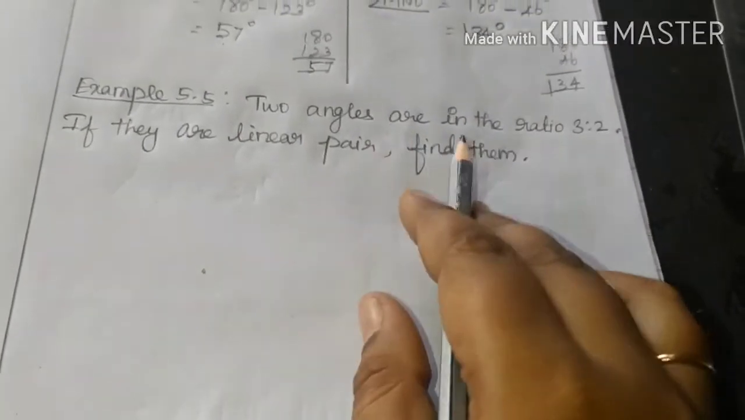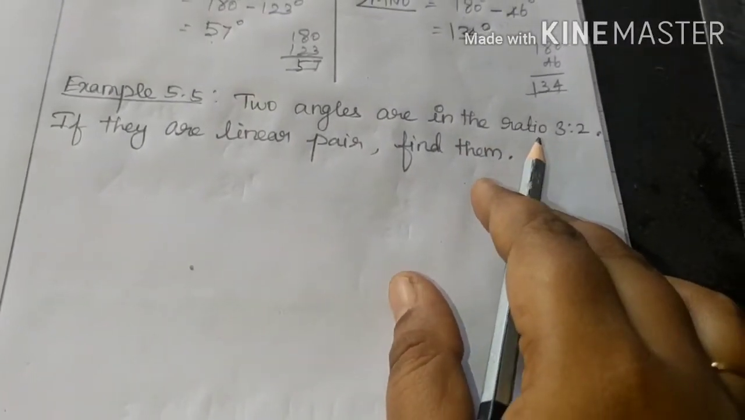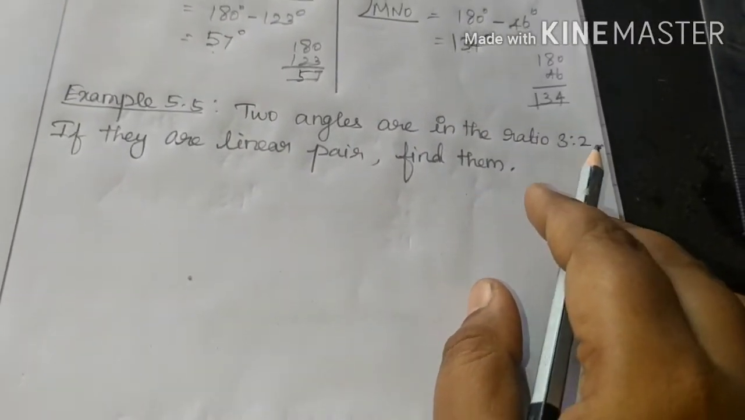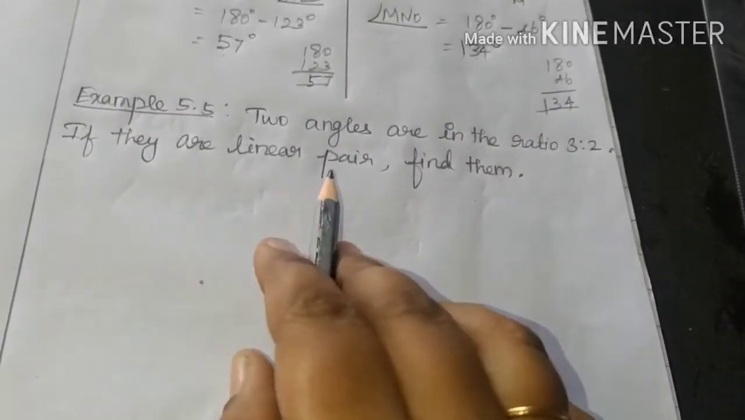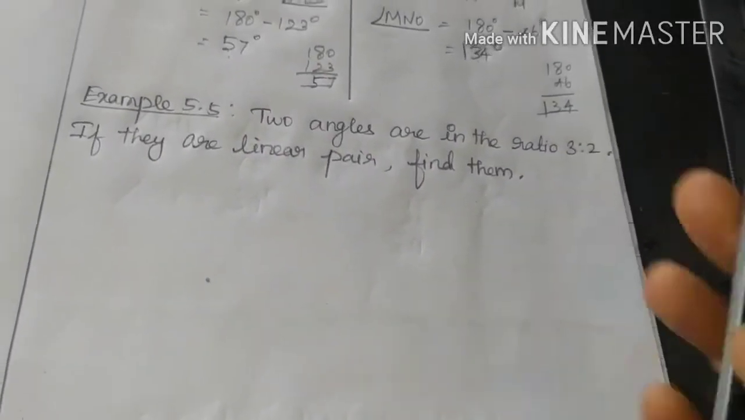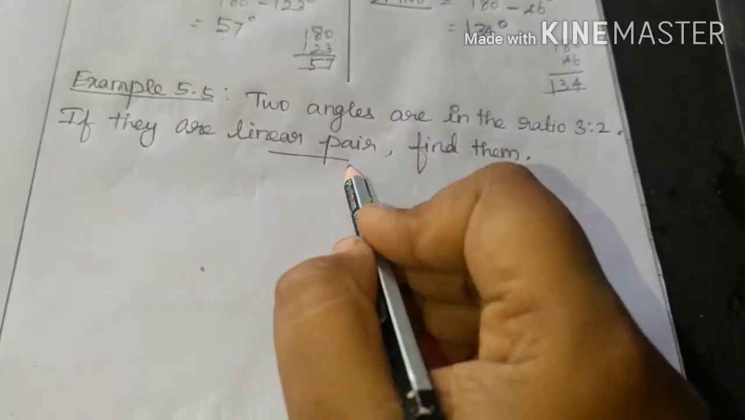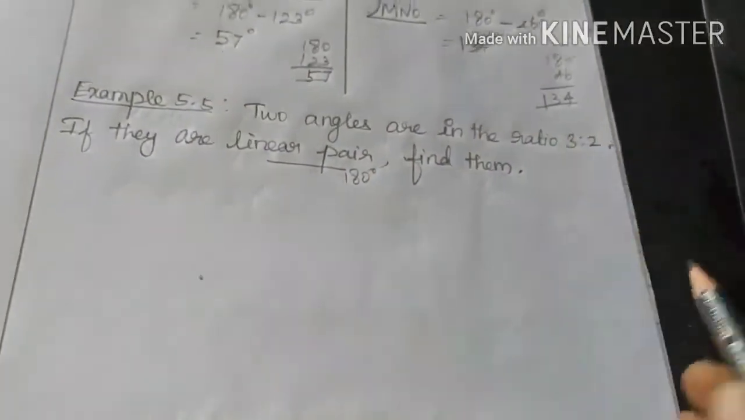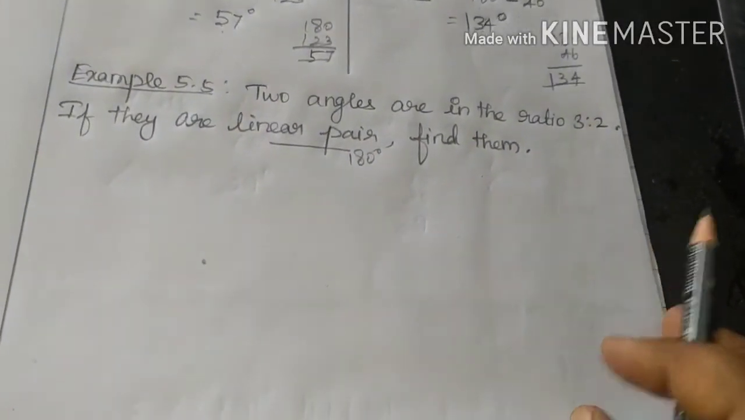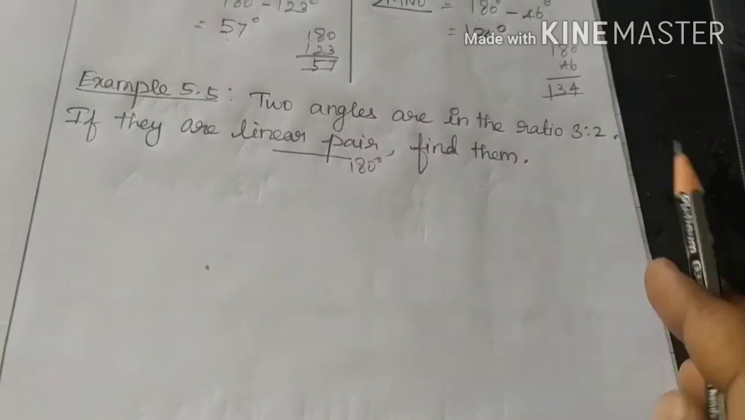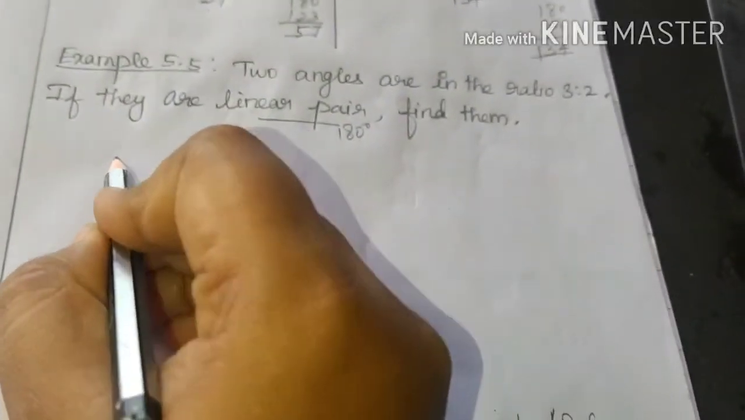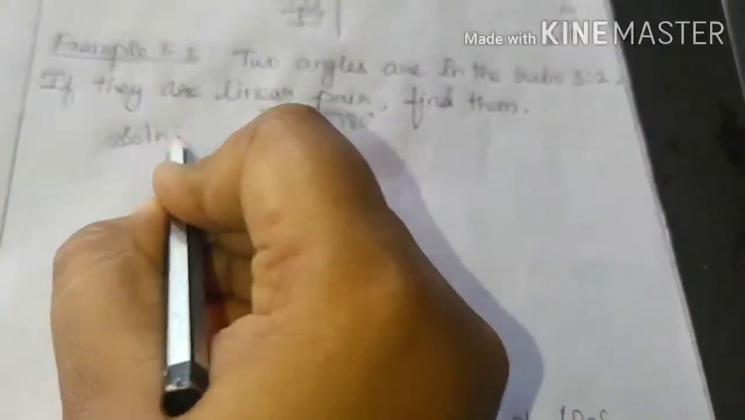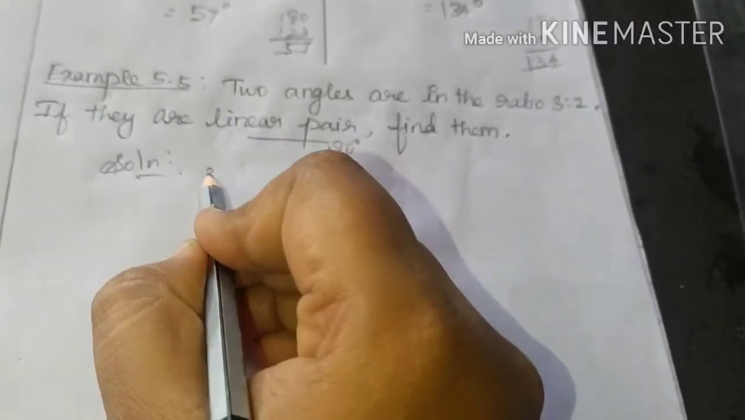Two angles are in the ratio 3:2. If they are a linear pair, find them. Okay, linear pair, this is the clue word. Linear means that it is 180 degree. Find the pair they ask. Put the solution here, children.